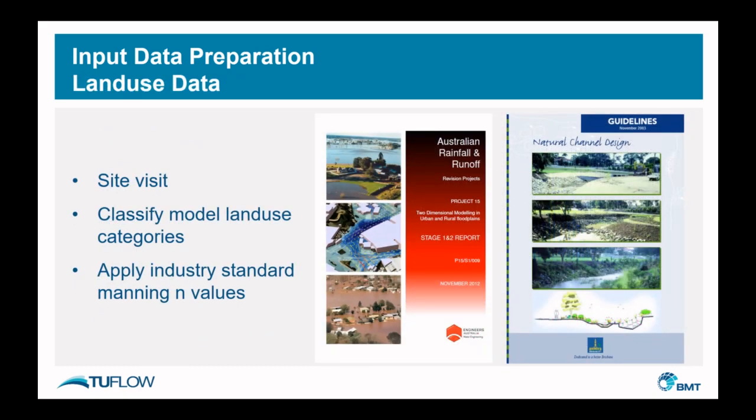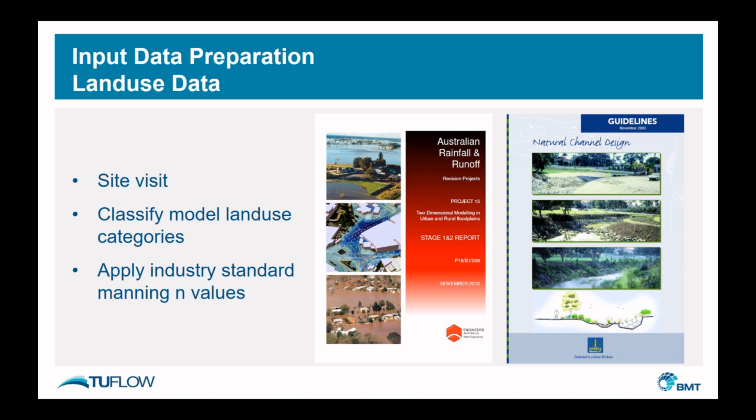Having prepared all of my topographic data, the next thing I'd look at is my land use data sets. And I'd typically start this by doing a site visit just to familiarise myself with what's on the ground and the location where I'll be modelling. After doing that, I'd classify the land use categories across my whole model domain and then apply industry standard Manning's n values to those different delineated areas.